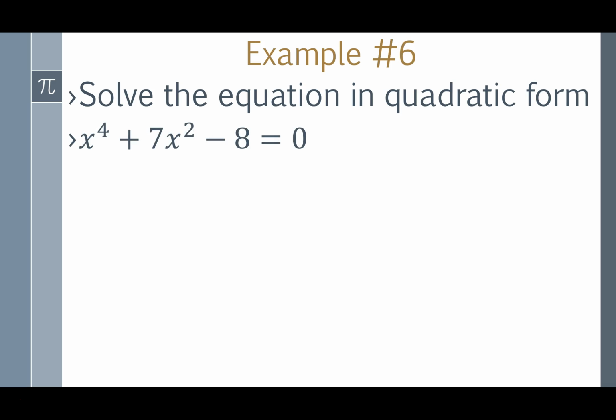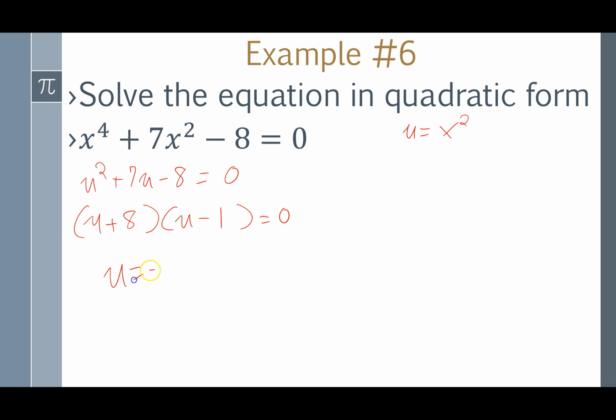Alright, one more. So we have x to the 4th plus 7x squared minus 8. Well, the leading coefficient is 1, so there's no hope for anything besides u equals x squared. So this becomes u squared plus 7u minus 8 equals 0. So this is definitely a much nicer one to try and factor. We'll get u plus 8 and u minus 1, which means u equals negative 8 and positive 1.